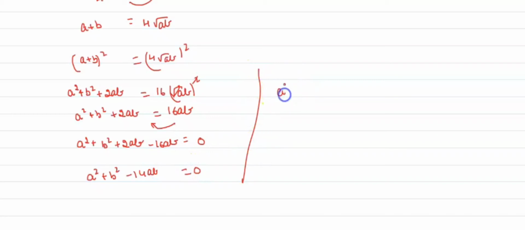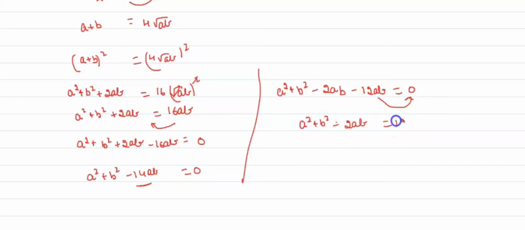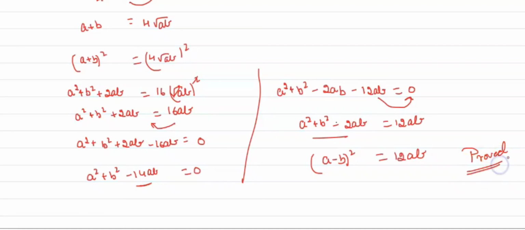So this 14ab I will write as a square plus b square minus 2ab. I am splitting this 14ab into minus 2ab and minus 12ab because I am trying to match my answer with the RHS. So now this I'll shift towards my right hand side. So that is a square plus b square minus 2ab will be equal to 12ab. So this I can write as (a minus b) whole square is equal to 12ab, which is your proof, whatever you have got in the show that question. Hope you understood. Next question.